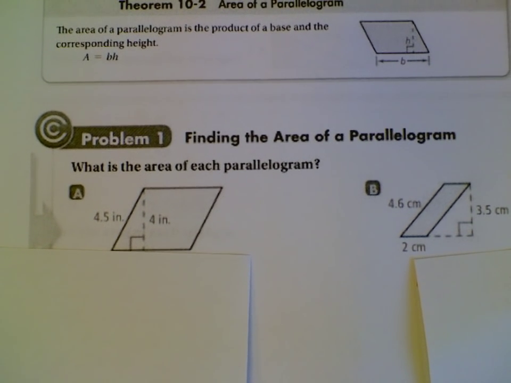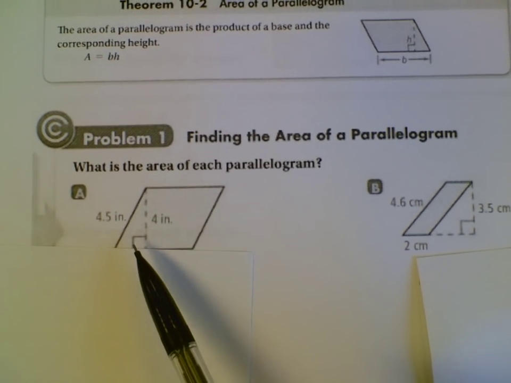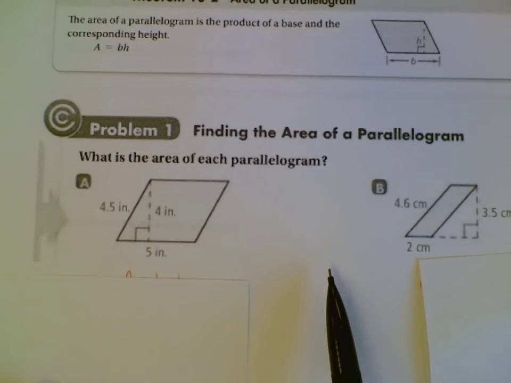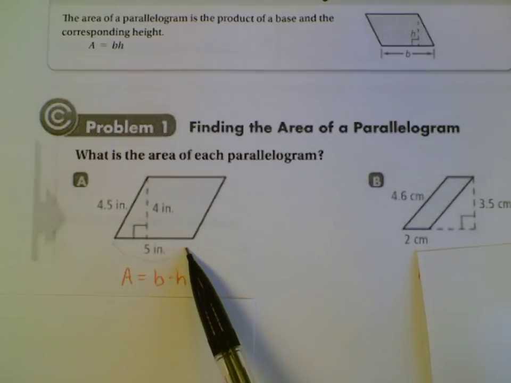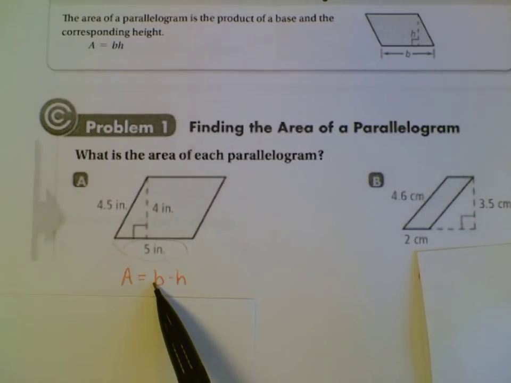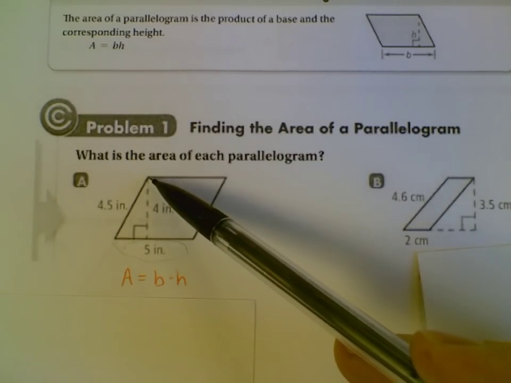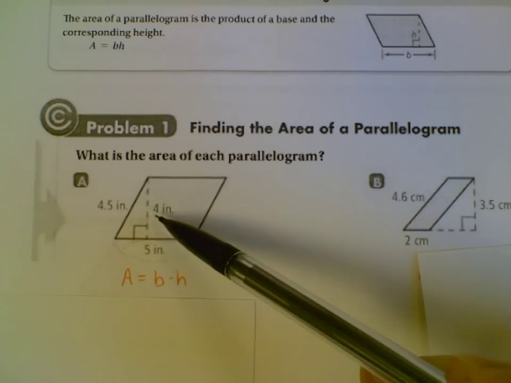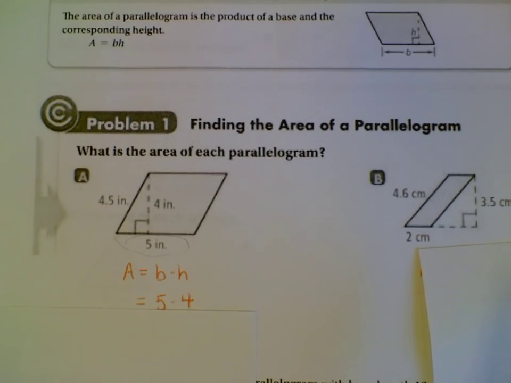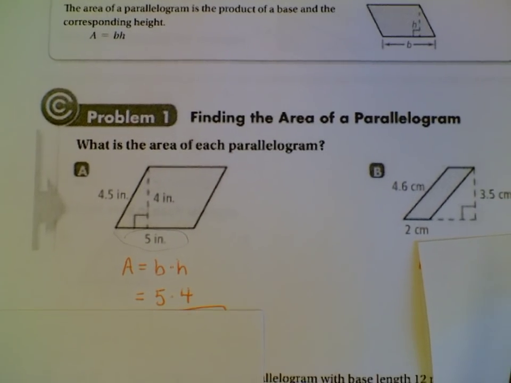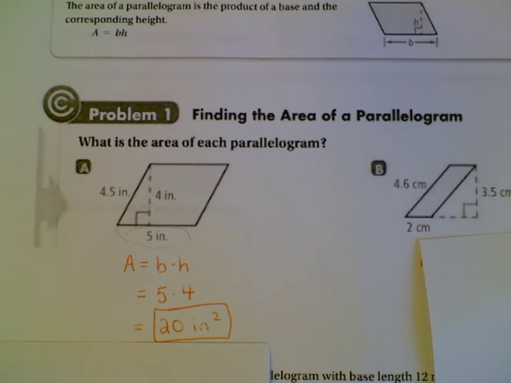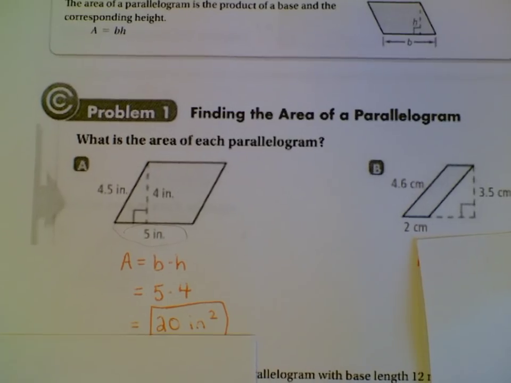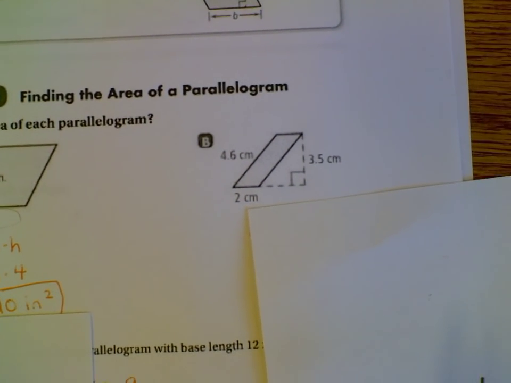So here's my first one. This is a parallelogram, so I'm going to do my base times my height. My base would be this bottom number here, which would be 5. My height would be the altitude from the vertex to the opposite side, so 4 would be my height. So I would times 5 times 4 and get 20, and then put a label of inches squared since we're doing area. So let's take a look at B.